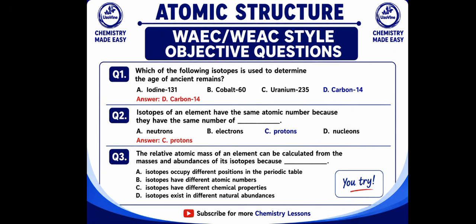Now your turn. The relative atomic mass of an element can be calculated from the masses and abundances of its isotopes because of dash. A, isotopes occupy different positions in the periodic table. B, isotopes have different atomic numbers. C, isotopes have different chemical properties. D, isotopes exist in different natural abundances. So you write the correct answer in the comment section.